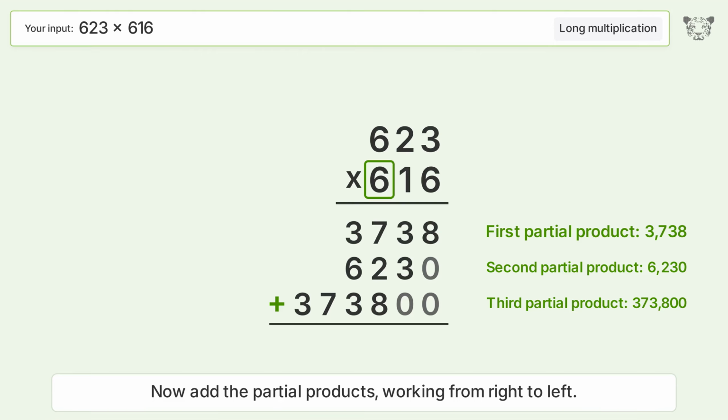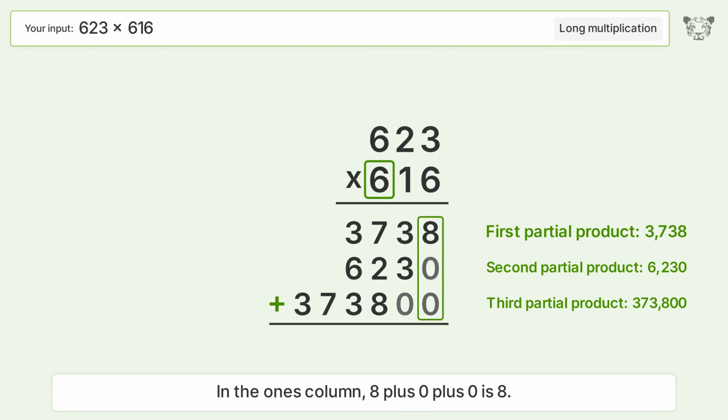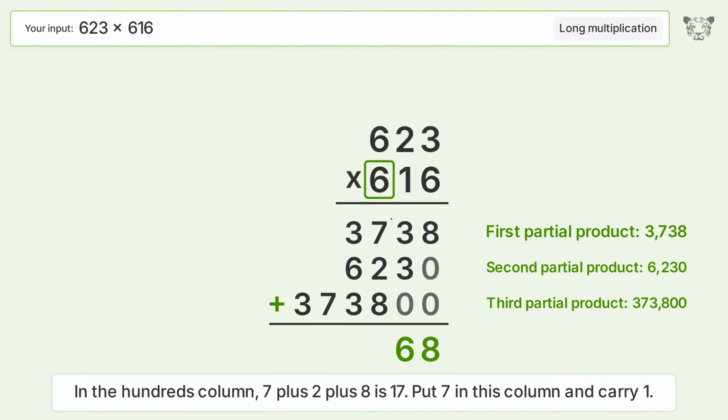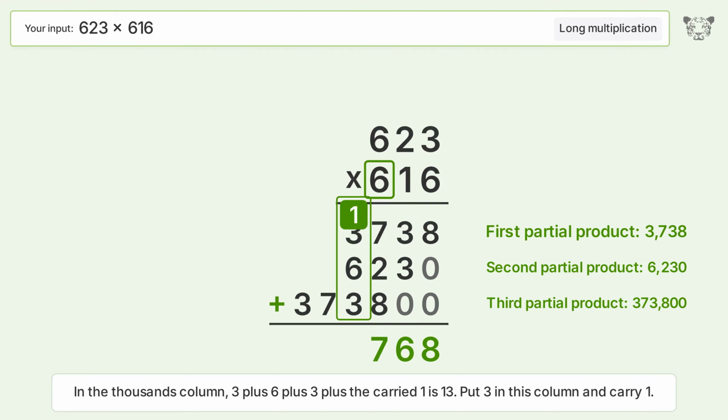Now add the partial products, working from right to left. In the ones column, 8 plus 0 is 8. In the tens column, 3 plus 0 is 6. In the hundreds column, 7 plus 2 plus 8 is 17. Put 7 in this column and carry 1. In the thousands column, 3 plus 6 plus 3 plus the carried 1 is 13.